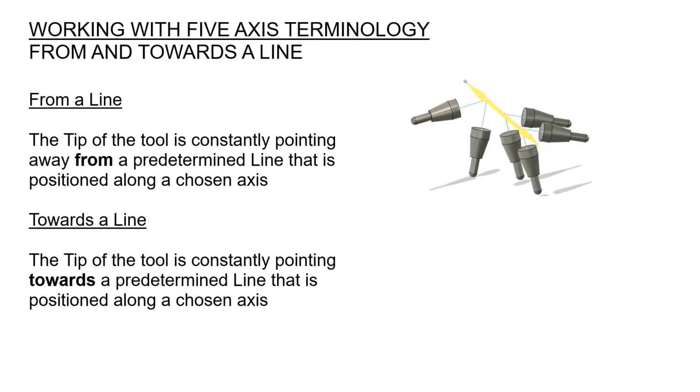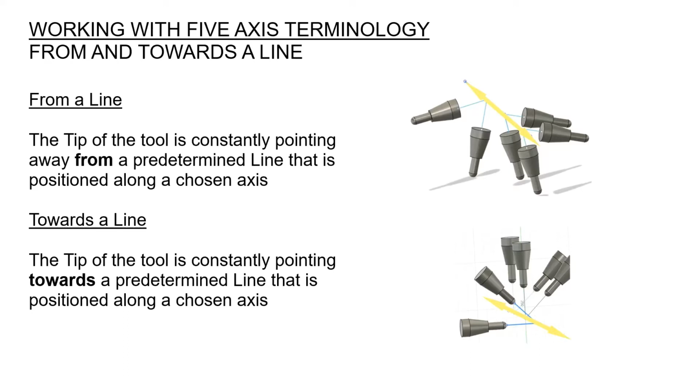Working towards a line is the opposite. The tip of the tool is constantly pointing towards the predetermined line that is positioned along a chosen axis. So in the second picture, we can see that as the tool moves along a given axis, the tip of the tool is constantly pointing towards the predetermined line.